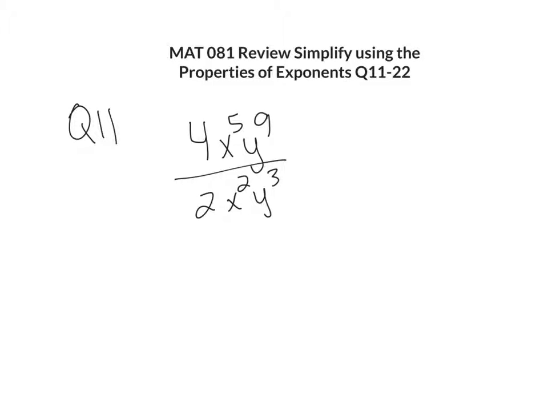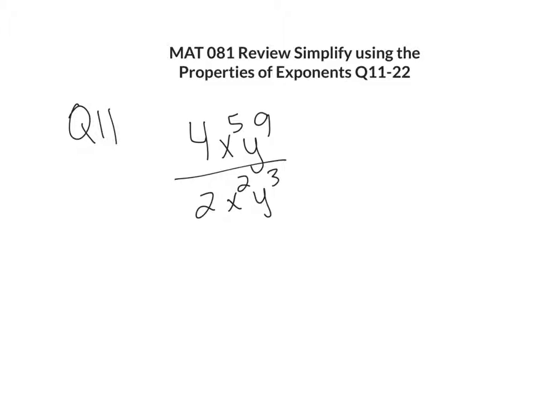This video covers questions 11 through 22, and it's a continuation of using the different properties of exponents. This first property that we're going to look at is the quotient rule. In the quotient rule, if you have the same base, you're going to subtract the exponents. I always subtract the biggest from the smallest and then leave the variable and its new exponent wherever the bigger one was.